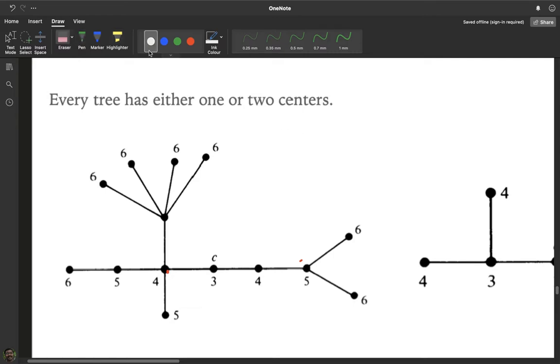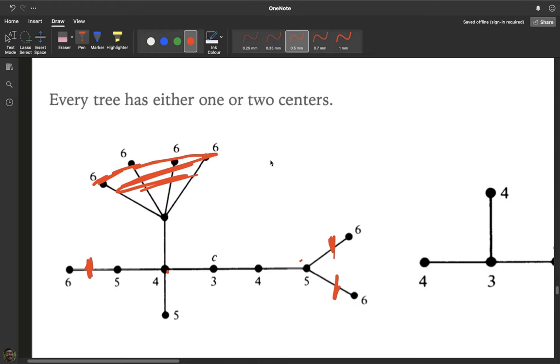Suppose I am going to delete all of them. I'll delete them, I'll delete them, and I'll delete them. So I'll be getting a resultant tree. Now what can you say about the resultant tree? What will happen to their eccentricities?